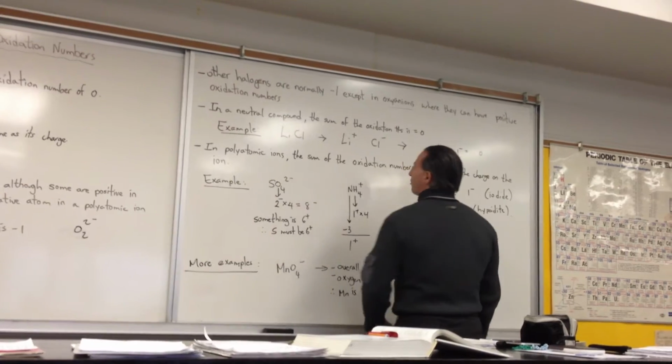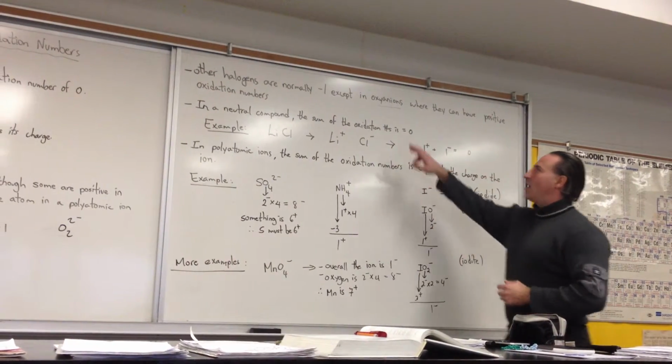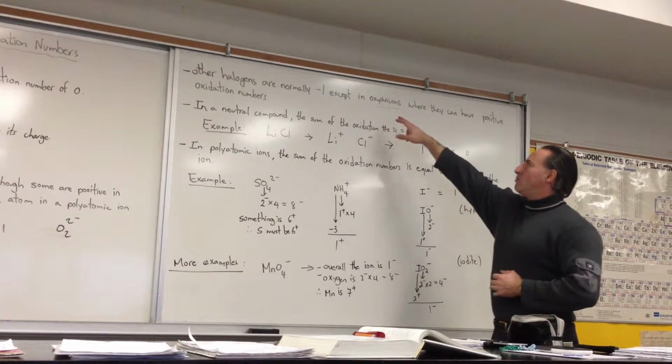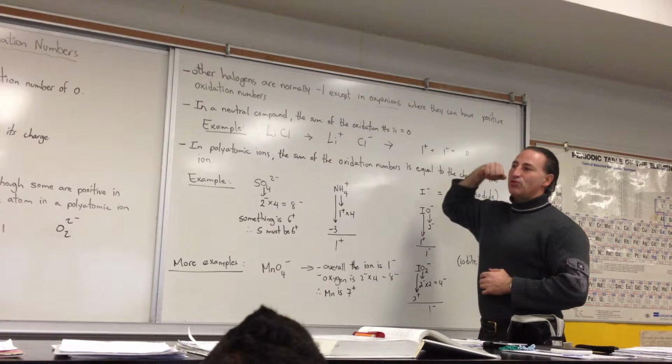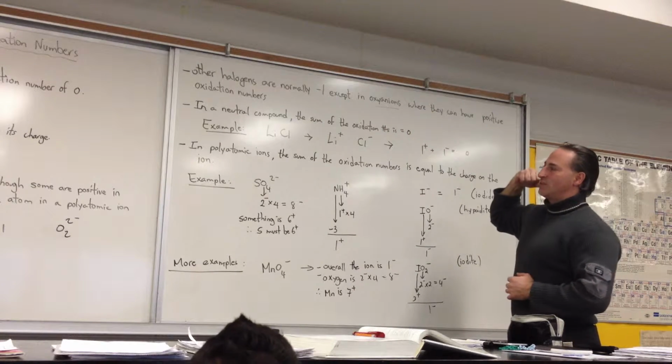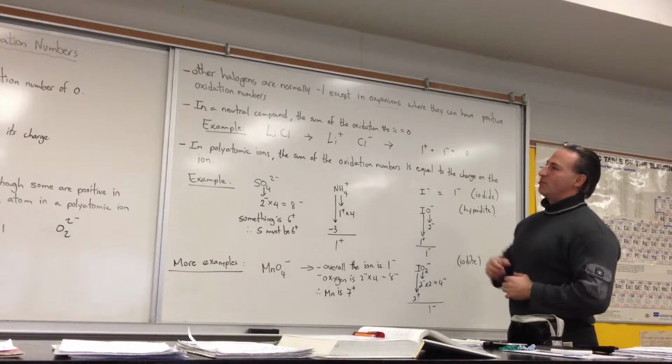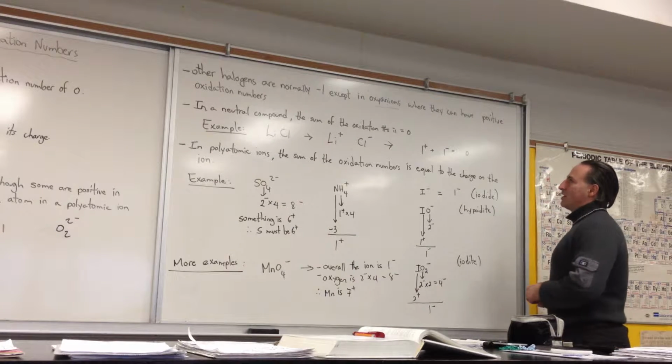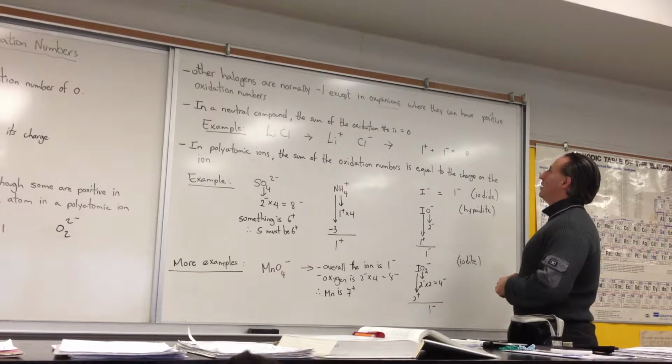Fluorine is always -1. Other halogens are normally -1 except in oxyanions. Again, when you combine anything with oxygen, oxygen is usually more electronegative, so it'll take the electrons away, and the other halogen will have a positive oxidation state. We'll see an example of that later.